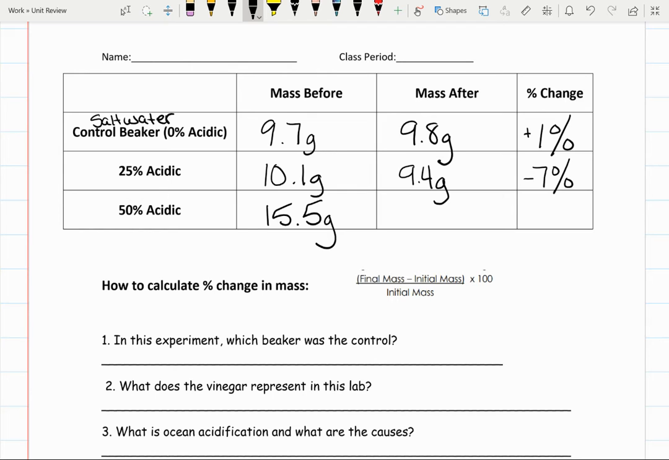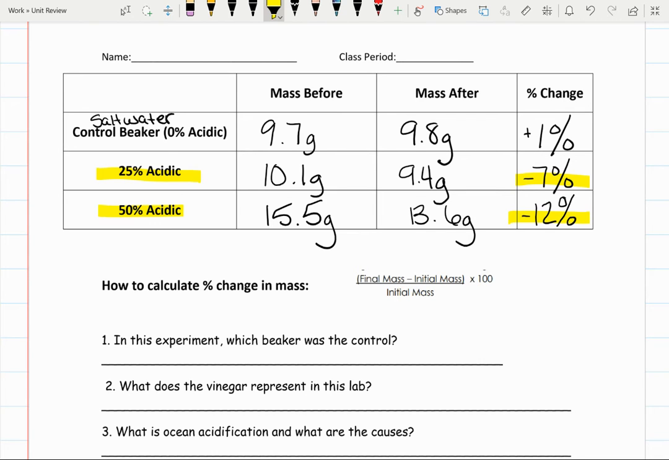Then the next one sat in, half of it was vinegar, so it was a more acidic environment. It started off about 15 grams. Today we measured the seashell. It was 13.6 grams, and it lost about 12% of its mass. So you can see that as the amount of acid increased, the shells were losing more of its mass.